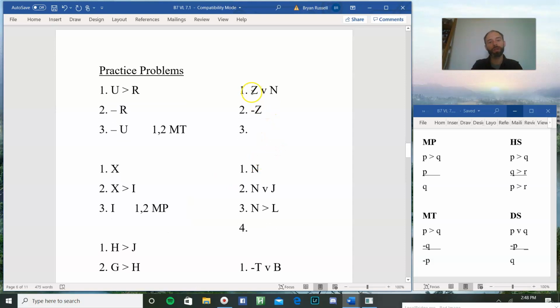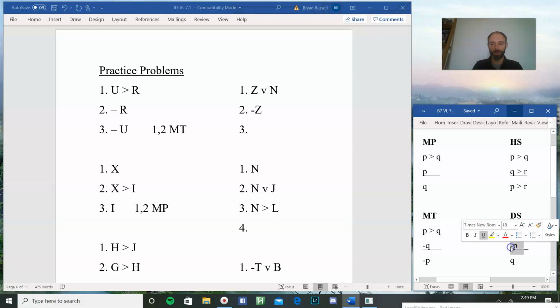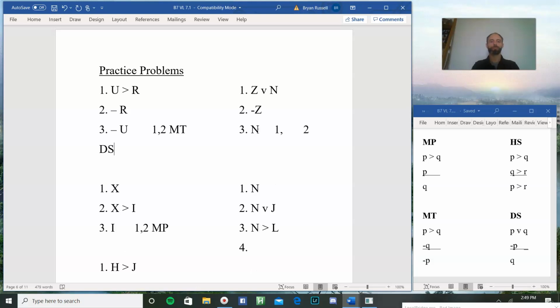So looking at another one here, we have Z wedge N and we're given tilde Z. So what can we get from that? Well, our rule disjunctive syllogism tells us that if we have a wedge, and if we have a negation of the first disjunct, then we can get the second one. So here we have either Z or N and tilde Z. So what can we get from that? We can get N. And how did we do that? 1, 2, disjunctive syllogism.